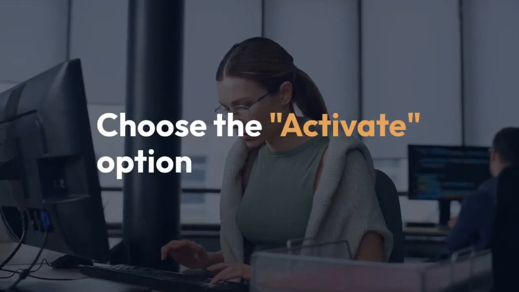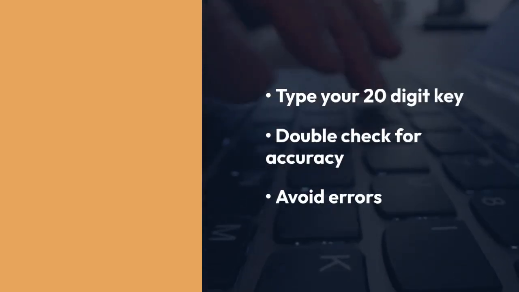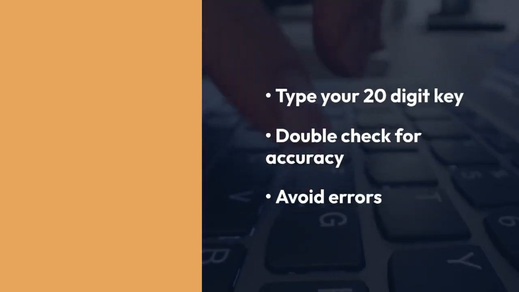2. Choose the Activate option. 3. You'll then be asked to enter your product key. Carefully type your 20-digit key from the purchase confirmation into the space provided, double-checking for accuracy to avoid errors.